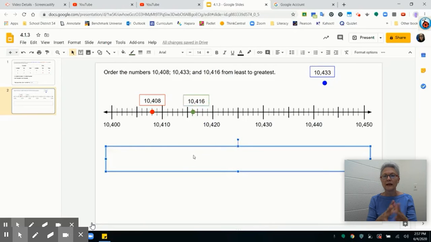Let's pause for a second and write down the work that we've completed so far. When we're ordering these from least to greatest to write an inequality statement, we know that we'll start with our least number, since that's what our directions told us to do. We have 10,408, which is less than 10,416.